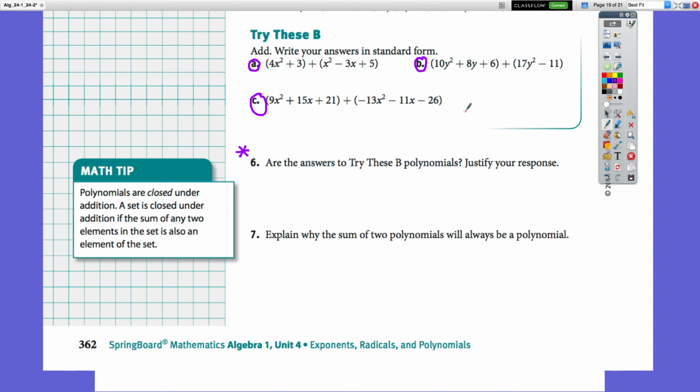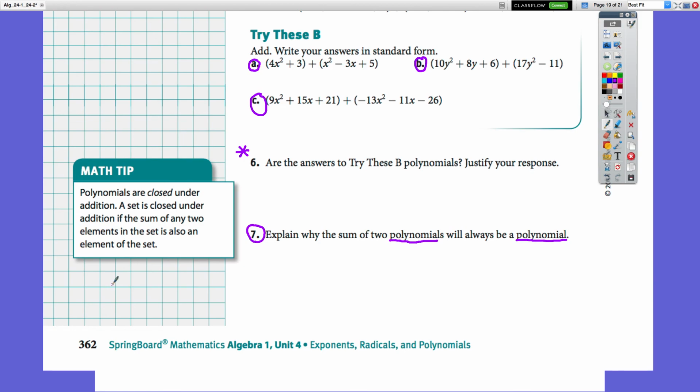Before we end this video, I want to discuss number 7. It says, explain why the sum of two polynomials will always be a polynomial. Well, to think about that, we have to understand what is a polynomial. If we remember from the last lesson, a polynomial has more than 3 terms.